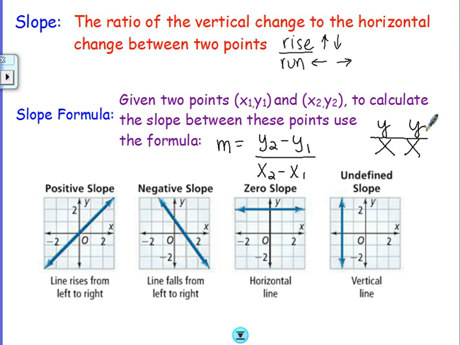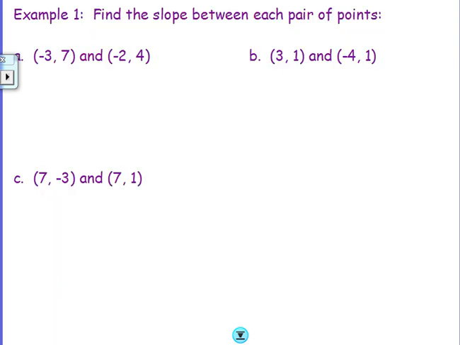Don't forget that there's 4 types of slope. You have a positive slope where your line rises, a negative slope where your line falls. We have our zero slope for a horizontal line, and we have our undefined slope for a vertical line. So let's try and do some slope problems.